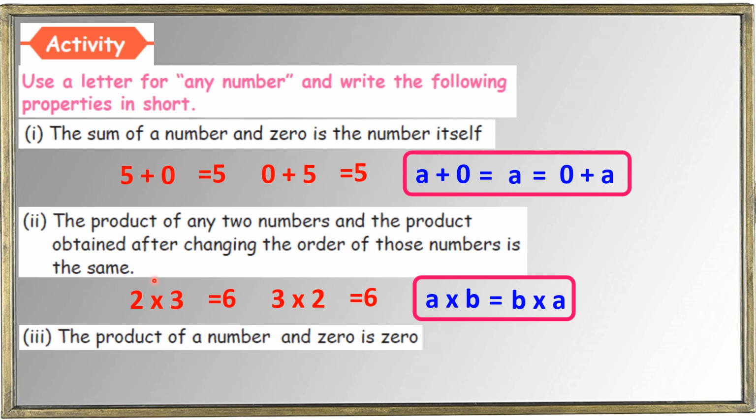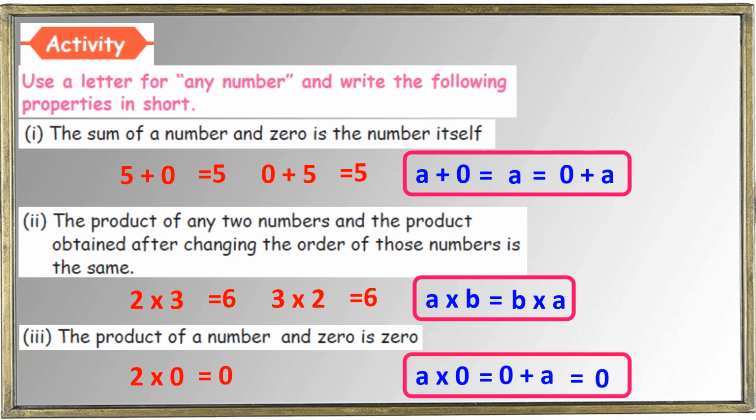Third one. The product of a number and 0 is 0. So whatever number you multiply with 0, surely it will be 0 only. This also we have already known. Like this, 2 zeros are, yes, 0 only. So let us write the property: a into 0 is equal to 0. This is the property for this one. Fine.